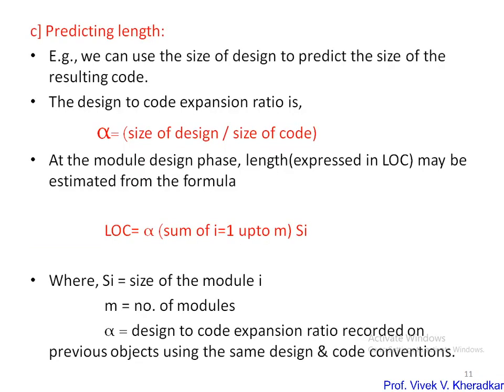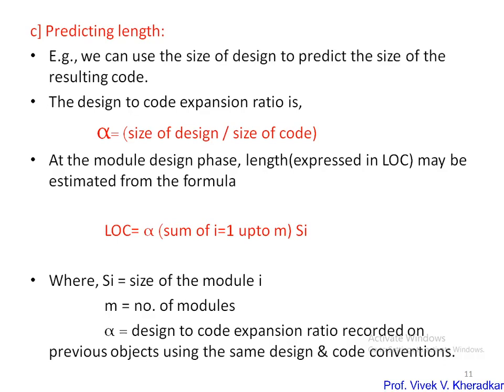Third, we want to predict the length, because once I know the size of your specification and design, based on that we can predict the length also. We can use the size of design to predict the size of the resulting code. So what is our aim? If I measure the size of specification, ultimately I can measure the size of design. And if I measure the specification and design as a count of atomic objects, that size measurement also helps to predict the length of code.